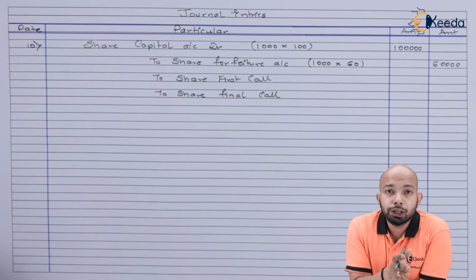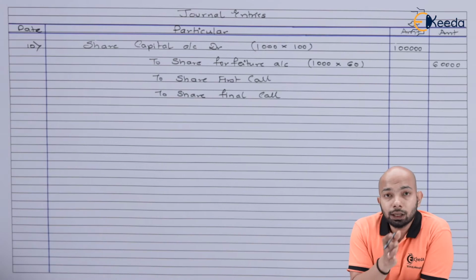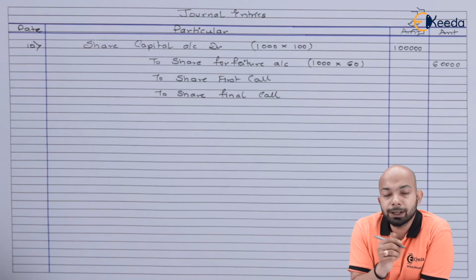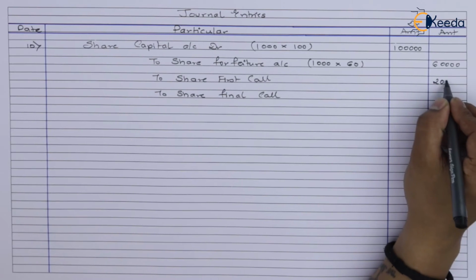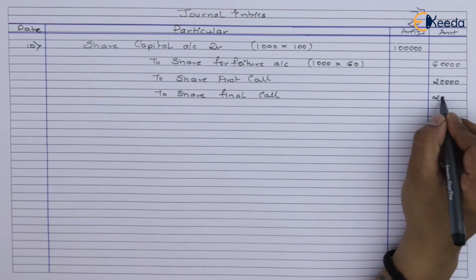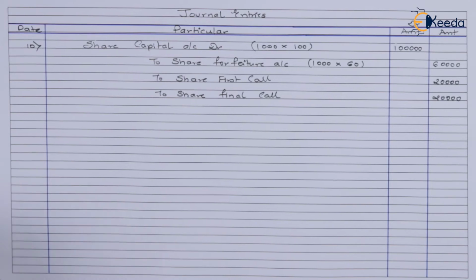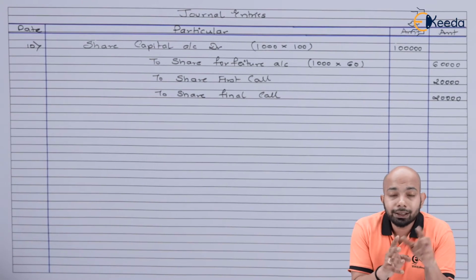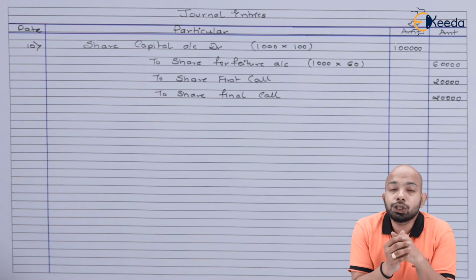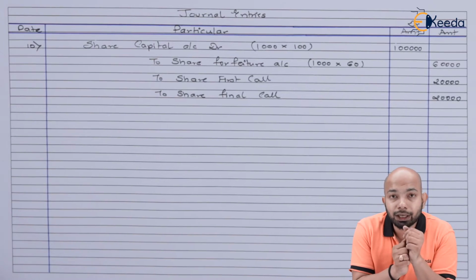Now, Mr. Khan defaulted on 20,000 shares on the first call and 20,000 shares on the second call, or final call. We'll mention that respectively. So this entry refers to the share forfeiture account, which has been completed. After this, we'll pass the journal entry for reissue now. So let's start with that.